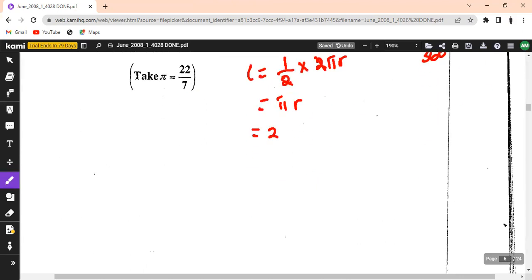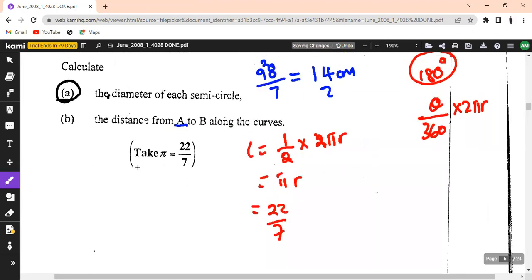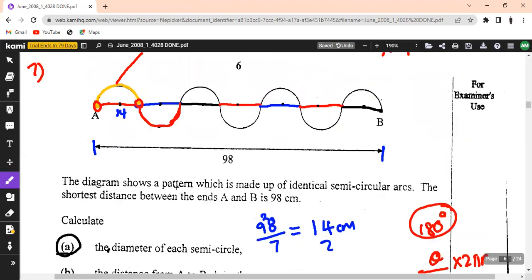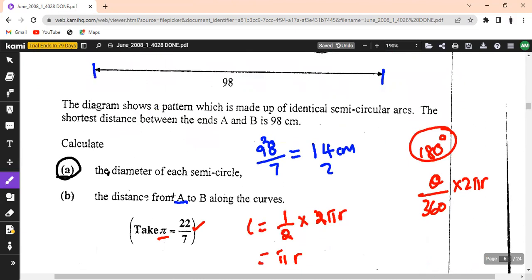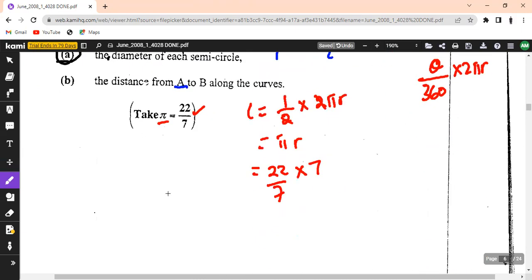22 over 7. So it's going to be 22 over 7. Always use the given pi. The given pi in this case is 22 over 7 times the radius. Take note, here we have the diameter from this point to this point. So the radius is going to be 7 here, 7 here. So the radius is 7, diameter divided by 2. All right, so that's it. Multiply, and we are going to obtain 22 centimeters.